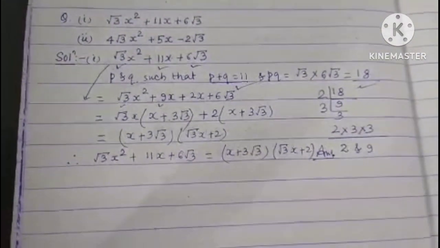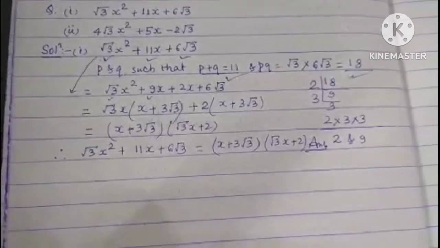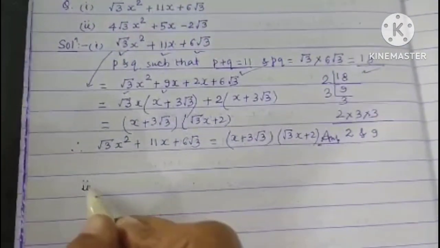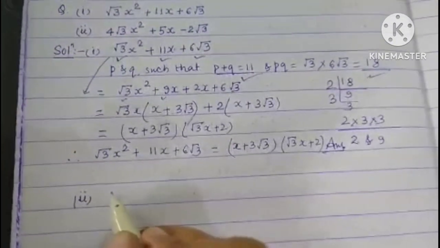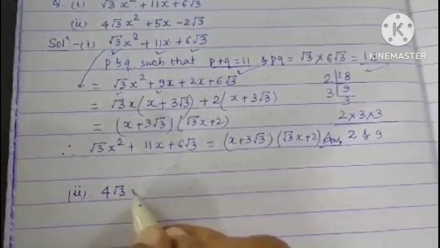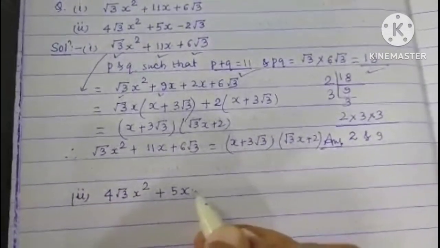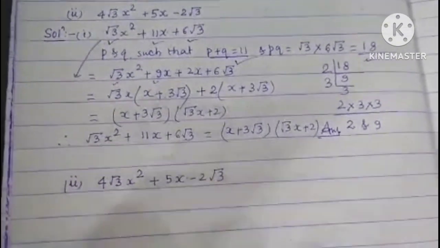I think this is quite understandable and quite normal, an easy question. So let us take the second one. The second question is 4 root 3 x square plus 5x minus 2 root 3.